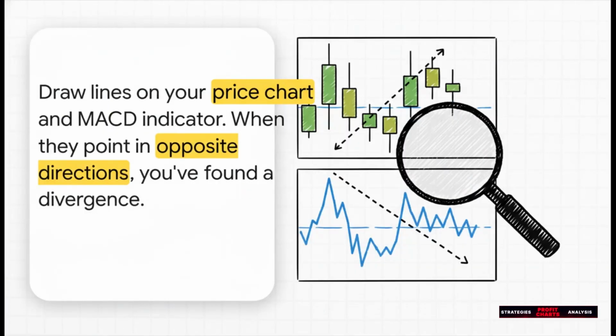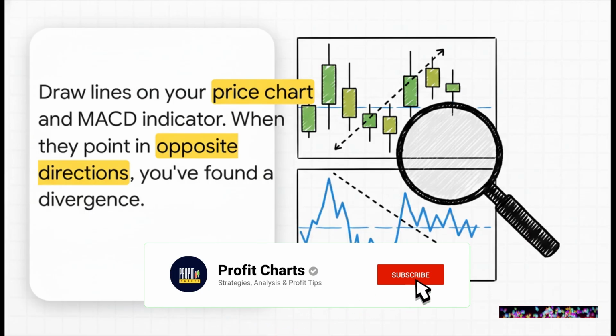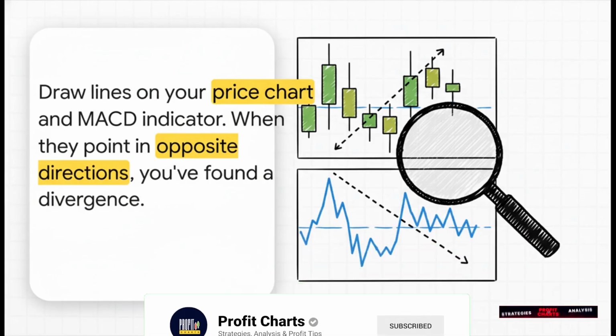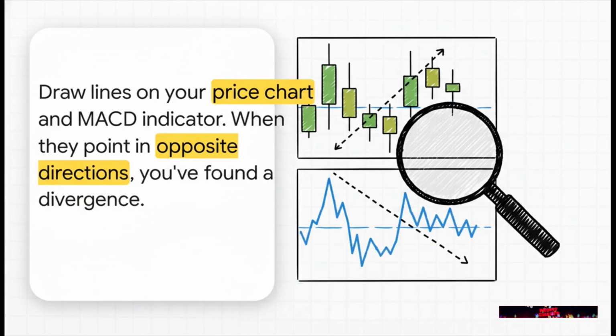So step 1 is really all about being a detective. You just draw a line connecting the lows or highs on your price chart, and then you draw another line on the corresponding points on your MACD. If those two lines are pointing in opposite directions, boom, you've spotted a potential divergence. But, and I can't stress this enough, this is not the signal to jump into a trade. Think of this as a yellow traffic light. It's not green. It just means, hey, slow down and pay very close attention.